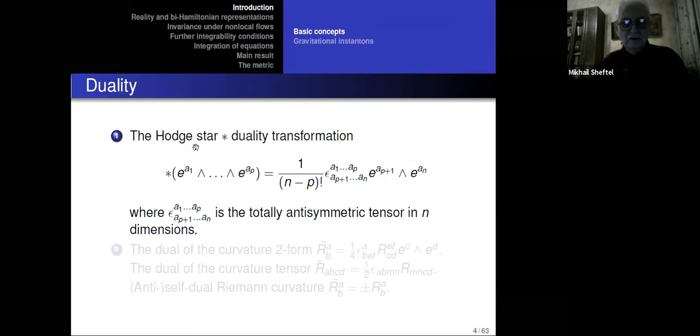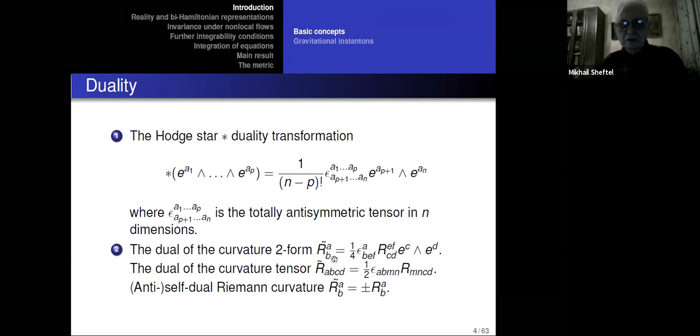Now, just to understand the starting point, let us recall the so-called Hodge-star duality transformation. In an n-dimensional manifold, it maps p-forms into (n minus p)-forms. And we can extend this definition to the duality transformation of the curvature 2-form, of the curvature tensor.